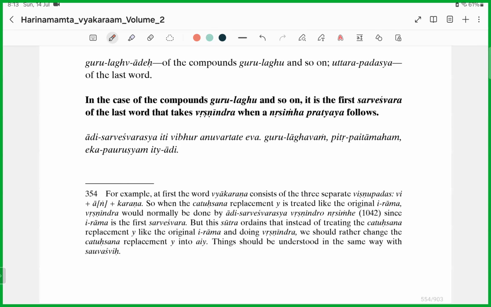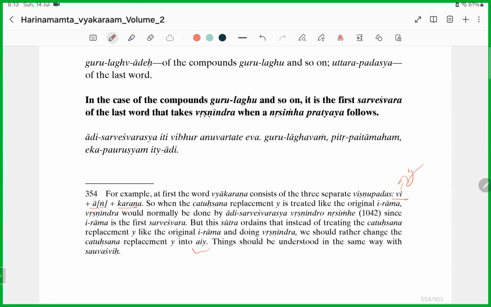At first, the word Vyakarana consists of three separate Vishnupadas. So the prefixes are also considered Vishnupadas. So we, Ang, and Karana. So when the Chatusana replacement year, E turns into year. So when the Chatusana replacement year is treated like the original E Rama, Vrishnendra would normally be done by Adi Sarveshwara Vrishnendra Narsinghe, since E Rama is the first Sarveshwara. But this sutra ordains that instead of treating the Chatusana replacement year like the original E Rama and doing Vrishnendra, we should rather change the Chatusana replacement year into this.